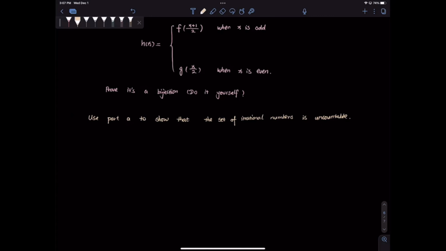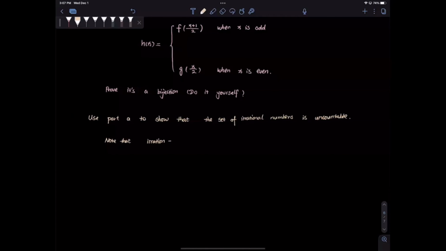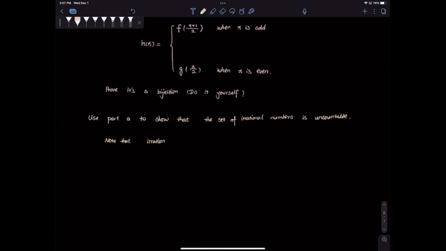How do we show that? Note that an irrational number is a real number that is not rational. How do we show it's bijective? You prove it's injective and surjective by discussing cases. We did many piecewise functions showing it's injective and surjective already, so I don't want to do it anymore. This is basically R minus Q, where R is the real numbers and Q is the rational numbers.